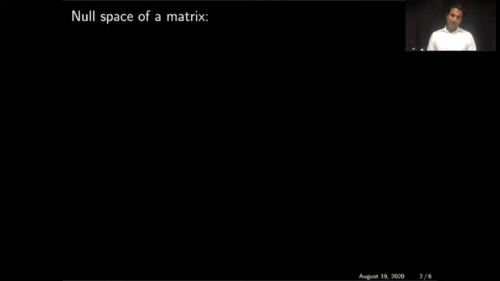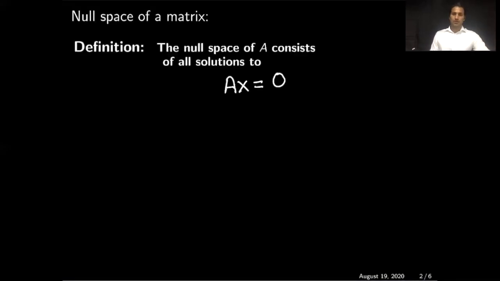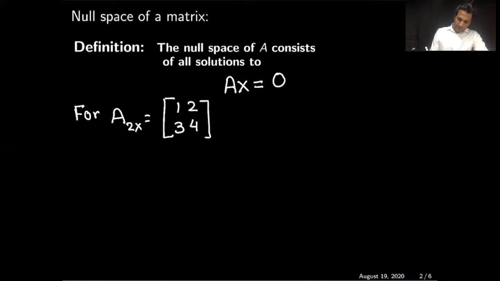The null space of a matrix is defined as the collection of all the solutions of this linear system Ax equals 0. That is, when the right-hand side vector is a 0 vector. For example, if you have a matrix A, which is a 2 by 2 matrix, 1, 2, 3, 4. For the null space of this matrix, you would like to calculate all the solutions which, when you multiply them by this matrix, produce the 0 vector.